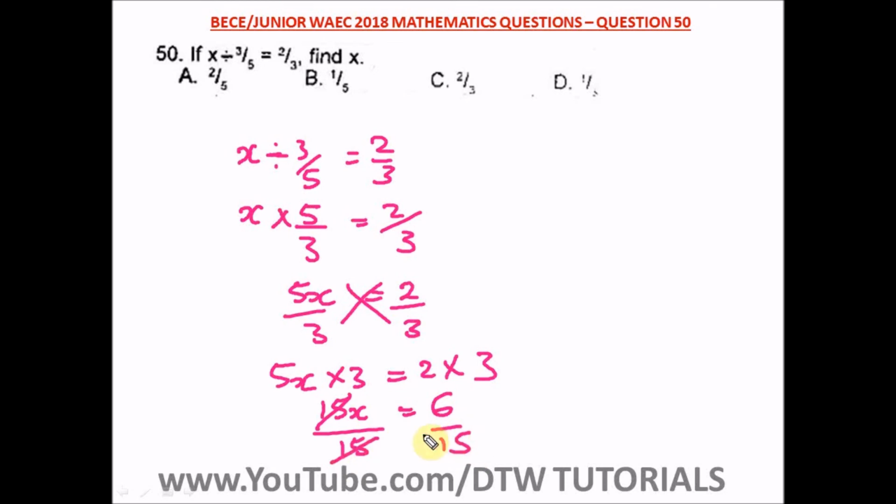This will cancel out. So we are left with x equal to, 3 can go here how many times? 2. And 3 can go here how many times? 5 times. So we're left with x is equal to 2 over 5.